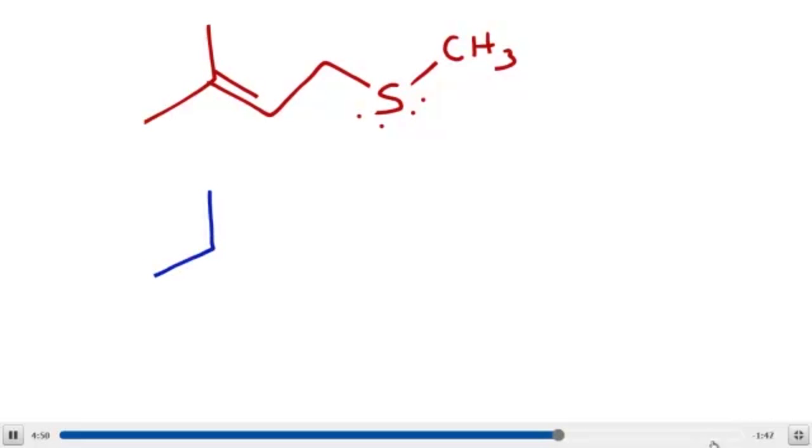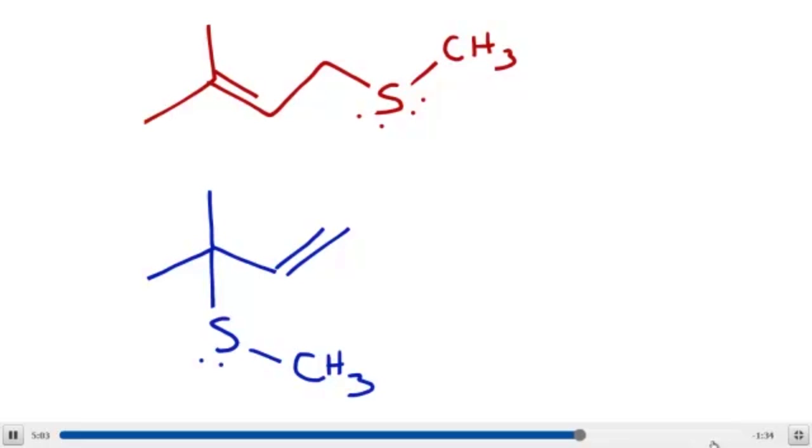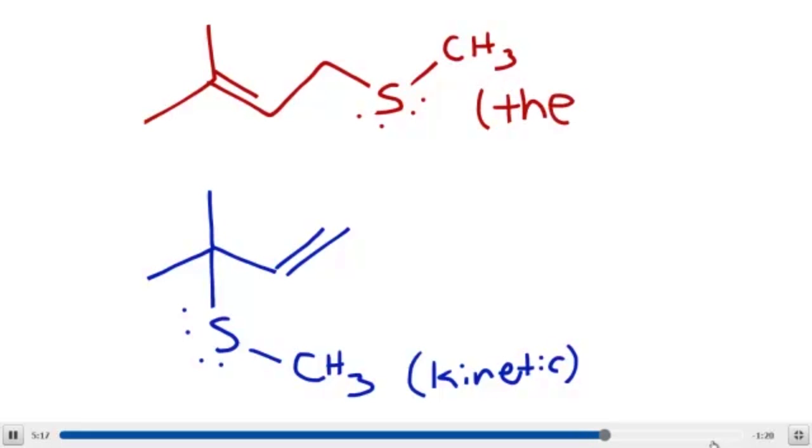The thermodynamic, oops, I think I said that wrong. That one is the thermodynamic product. Whoops. This one is the kinetic product. So I'll write that down for you, since I said that wrong. The one here in blue is the kinetic product. And it is favored under cold conditions. The one up here in red is the thermodynamic product.